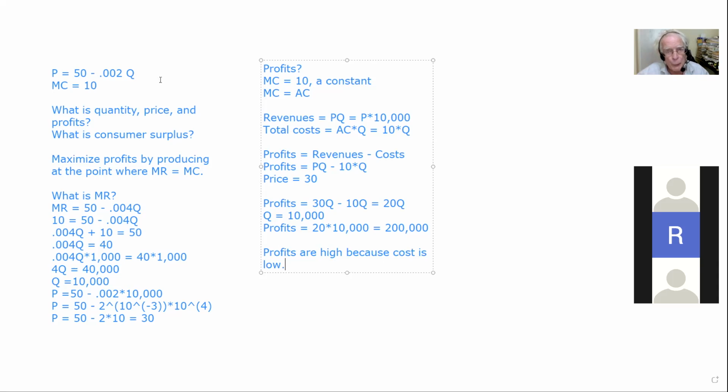Questions about that problem? So for extra credit overnight: what is consumer surplus in this example?